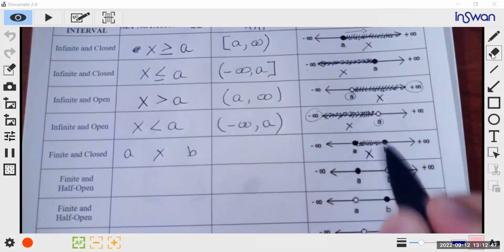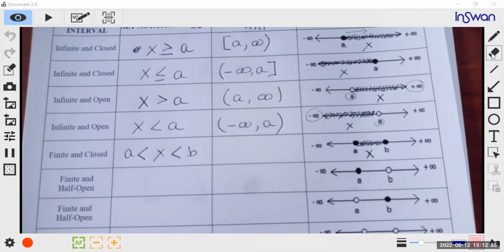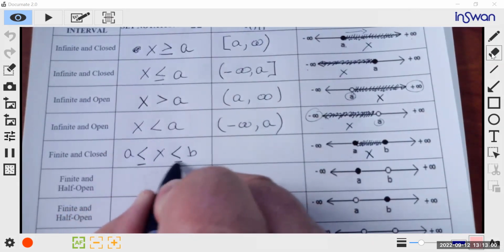X is greater than A, but X is less than B. They're solid dots, so what does that mean? Can I include them? So I have to put a line underneath them.